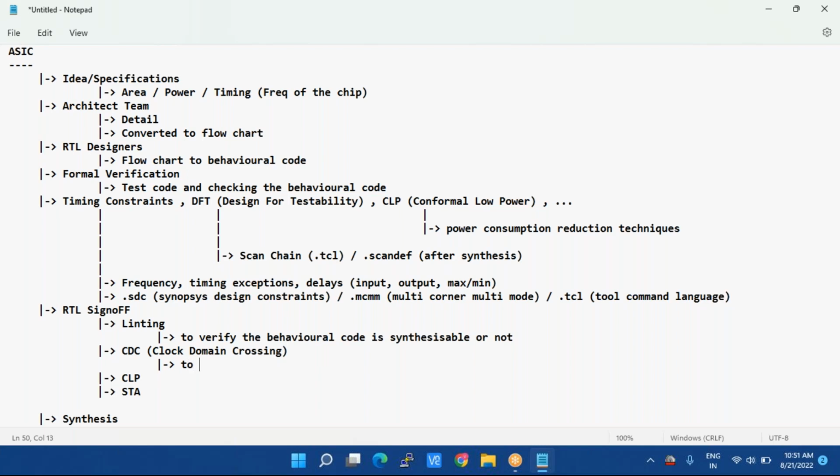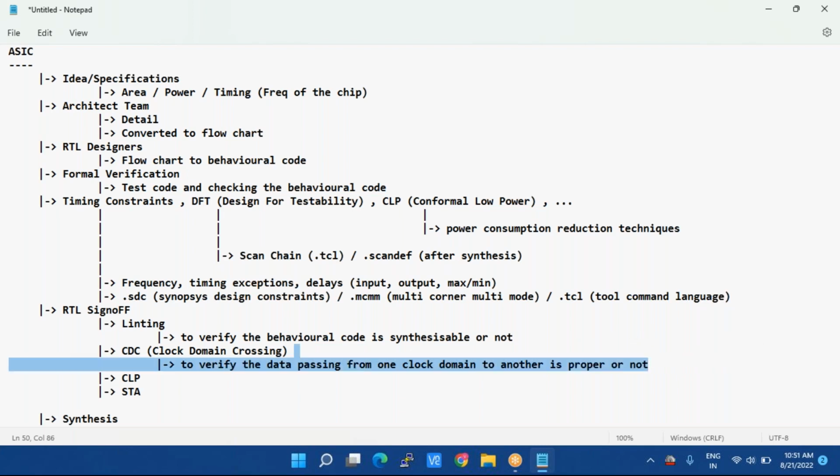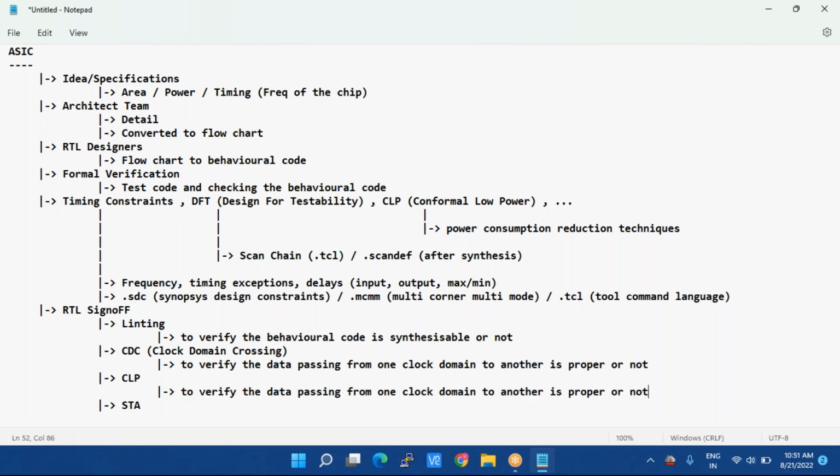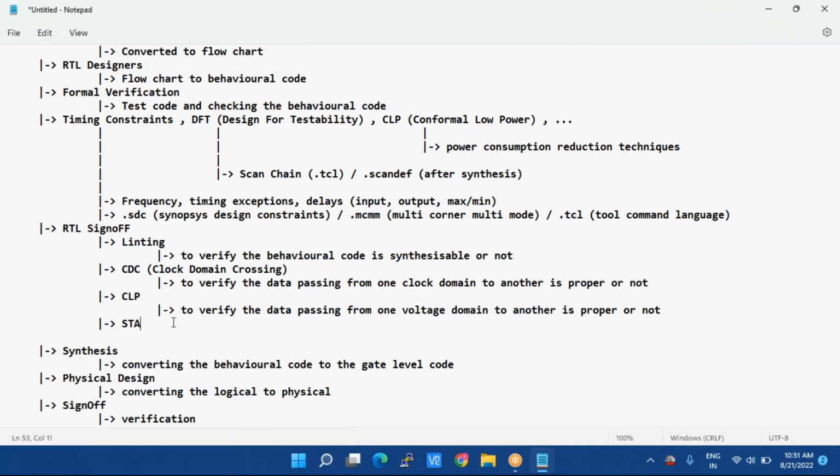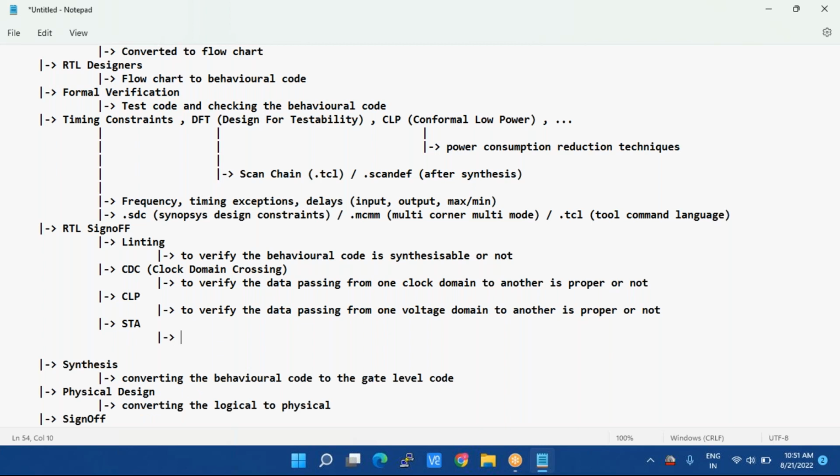Again here, to verify the data passing from one clock domain to another, that will be the check done in CDC. In CLP, we check whether the data passing from one voltage domain to another is proper or not. In STA, timing constraints, to verify the SDC behavior.